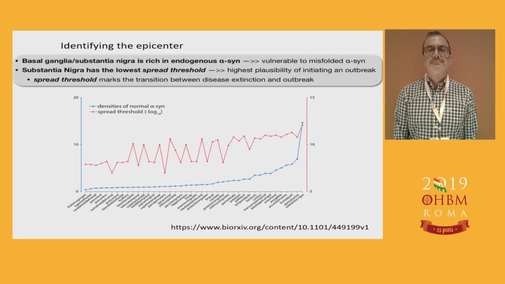You can also try to find the epicenter by measuring something called the spread threshold, which is how much abnormal synuclein I need to inject in any area in order for the infection to turn into an epidemic. And what we see here is that the substantia nigra on the right has the lowest spread threshold, meaning it's the most likely propagator in the sense that it can have the smallest amount of misfolded synuclein to generate an epidemic or a neurodegenerative illness.